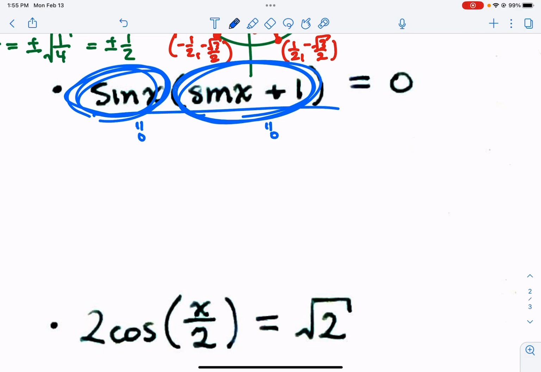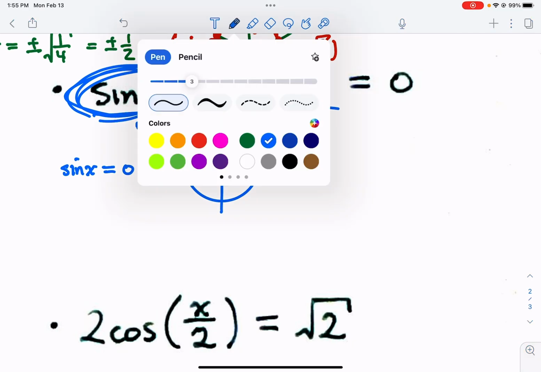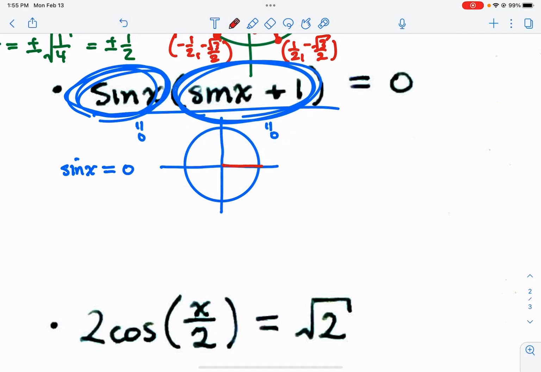So let's consider the first equation. Sine of x is equal to 0. Where does that happen? Well, again, draw a little circle for yourself. Where does sine of x equal 0? Well, I could only think of two places: at 0 or at pi. We're always working with radians here. 0 or pi, because the y-coordinate is 0. So that gives me two solutions.